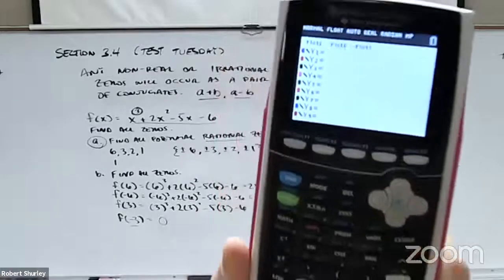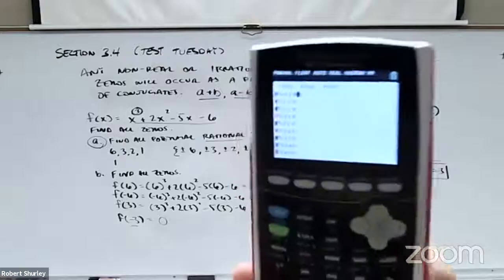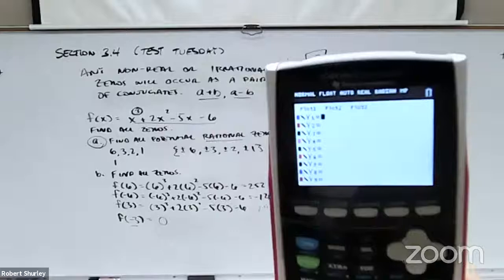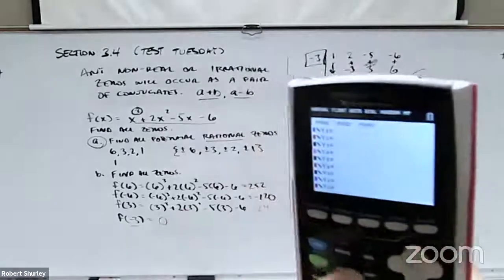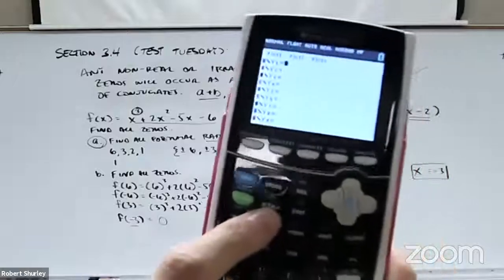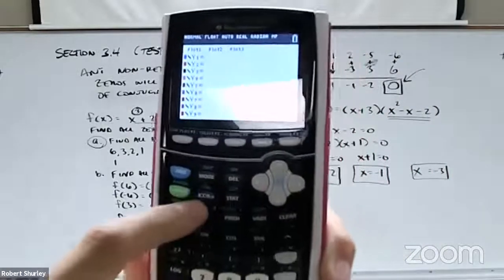I don't know why I think this is hilarious. And I'm going to put that function in here. Now, the main thing is for the variable x, you've got to use this X, T, theta key. Now, the lighting here is horrible, but it's that button next to the alpha key. That's our x button.